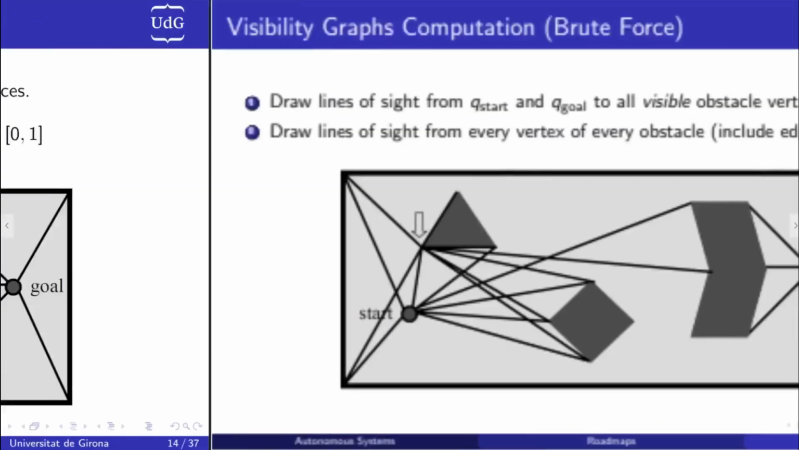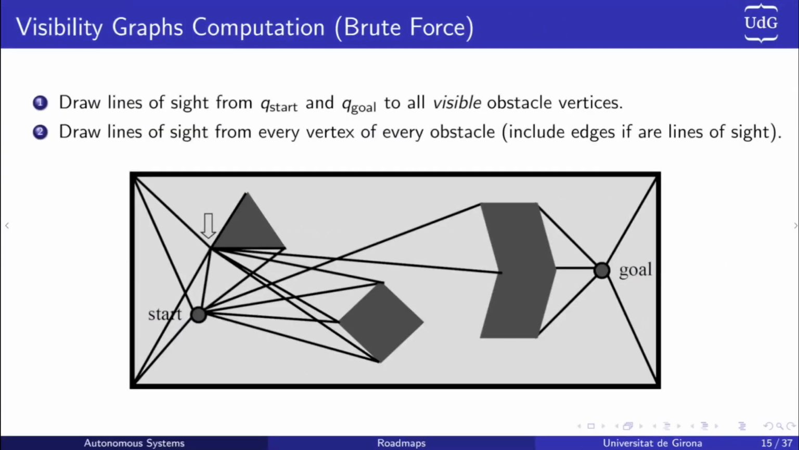And then we try to do that, and once we have done that from the start and the goal position, we do it for every vertex to every obstacle, from every obstacle, okay? Then we start here. This is a brute force algorithm. I start here and I do exactly the same. I check for all the algorithms.